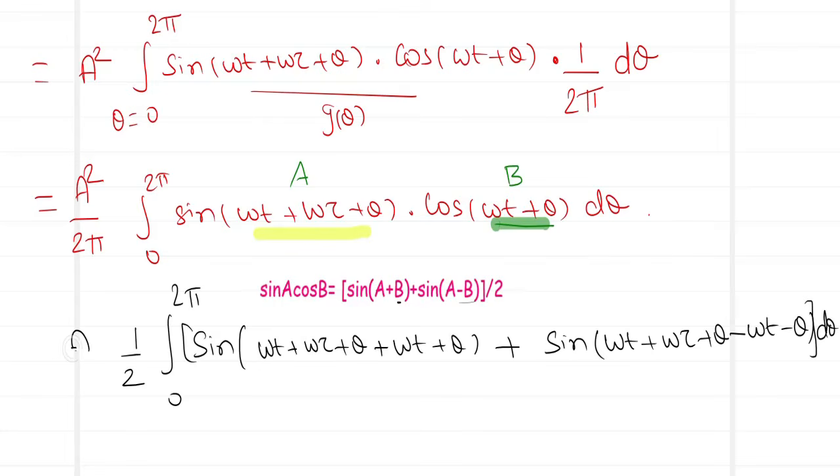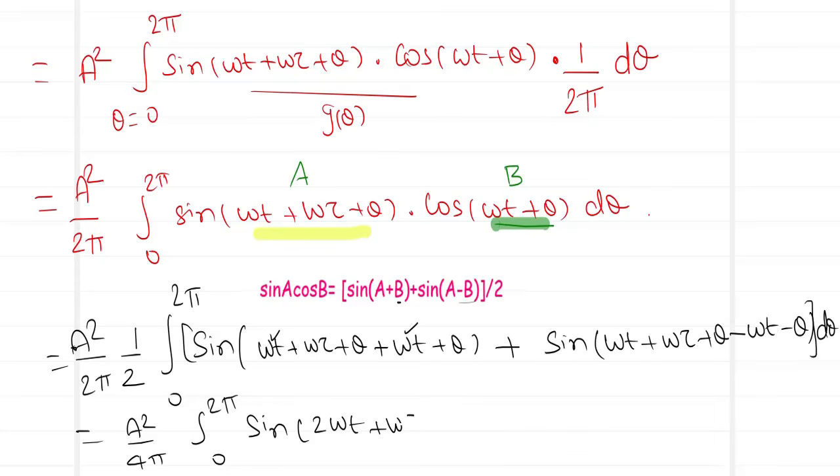So already we have A square divided by 2 pi outside, so this can be further simplified. Now we notice that this can be rewritten as A square divided by 4 pi. Let me split it into two integrations. 0 to 2 pi sine of omega t and omega t makes it as 2 omega t plus omega tau, plus you have a theta here and a theta here, so it is becoming 2 theta over here, d theta. This is going to be my term number 1, and this is going to be my term number 2, which I am going to separate in my next slide.